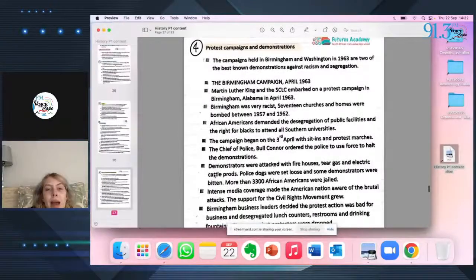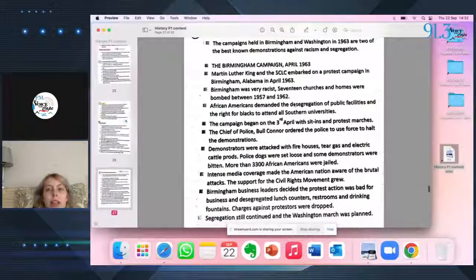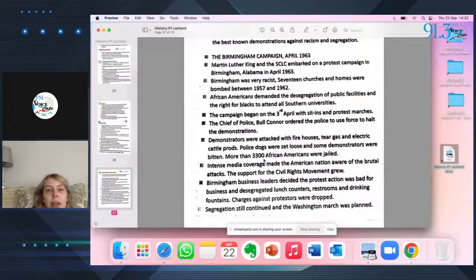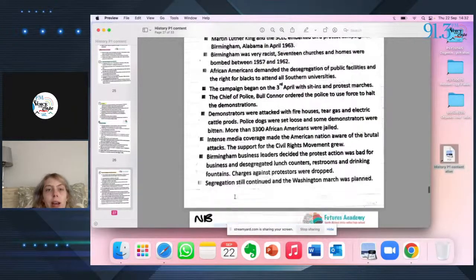Okay, and then the last manner, which is protest campaigns and demonstrations. So the campaigns held in Birmingham and Washington in 1963 were two of the best known demonstrations against racism and segregation. Okay, the Birmingham campaign and the Washington March are very important to know, specifically the Washington March. This is one of the biggest civil rights protests in history.